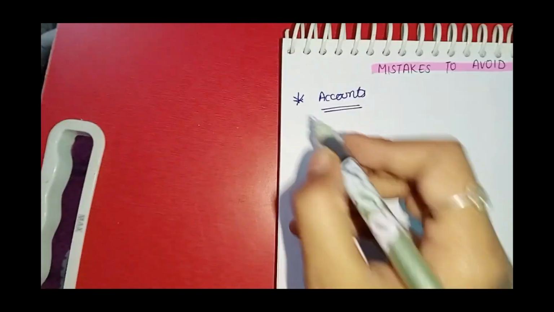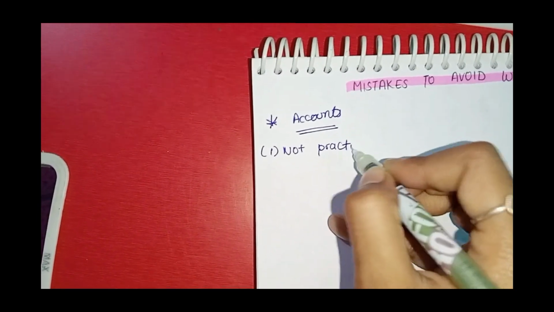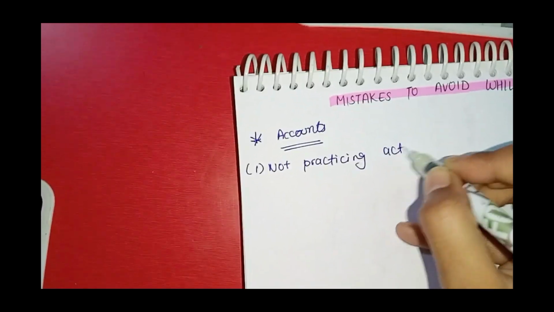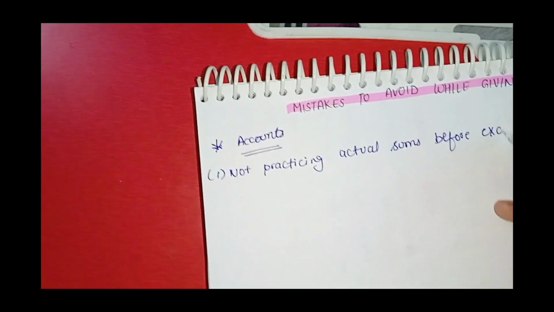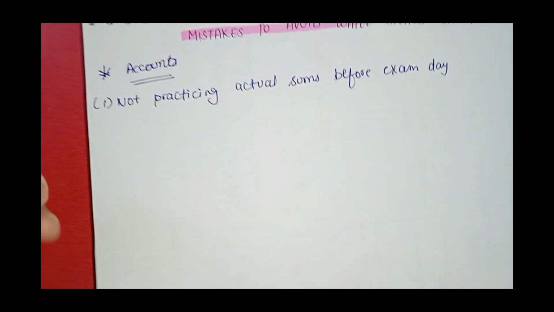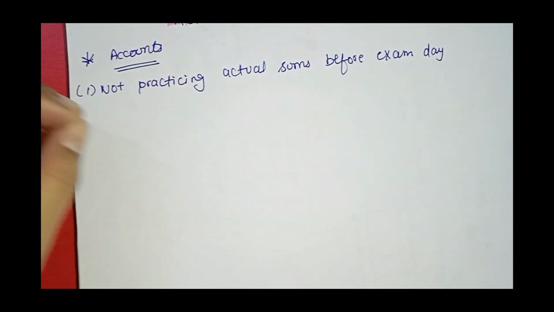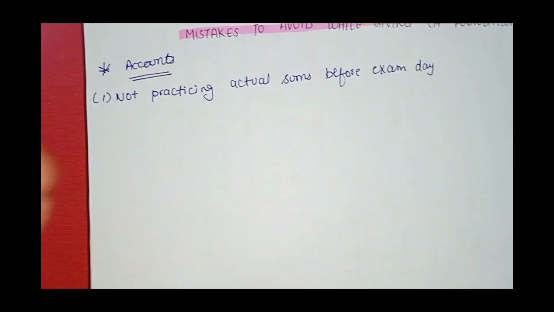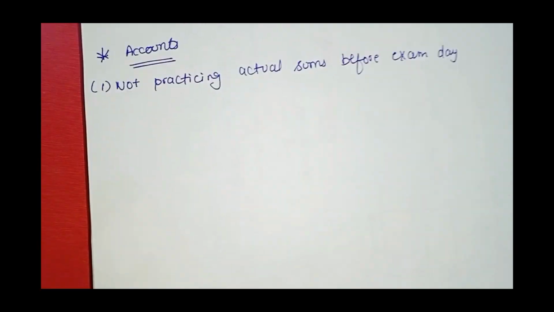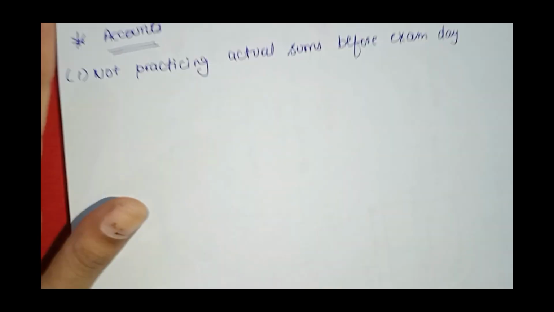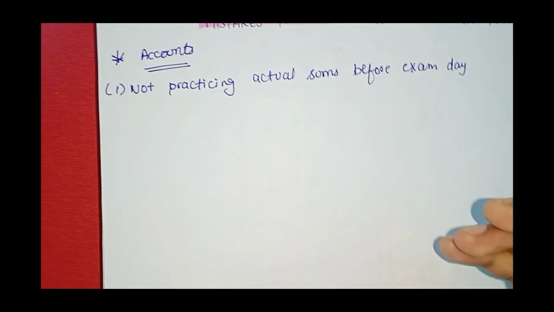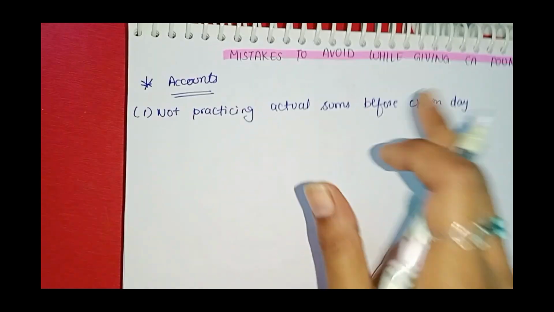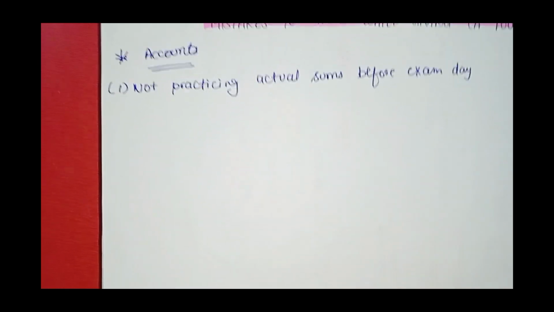In accountancy, the first mistake is not practicing actual sums before the exam day. This is done by many students. Before the exam day, students generally collect the points where they're committing mistakes and just go through those points so that they won't repeat them. But you should practice actual sums so that you can gain confidence. Even 4 or 5 easy sums are enough, but do the handwritten practice so that in the exam you'll have the confidence that you solved a few sums before. I actually did this, and it really helped a lot.